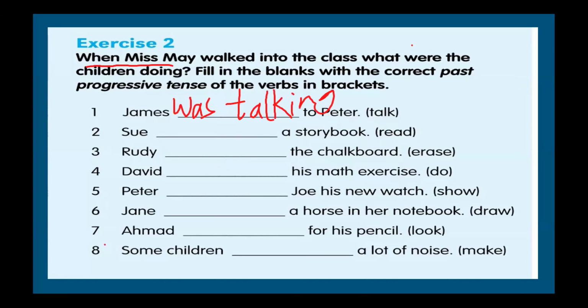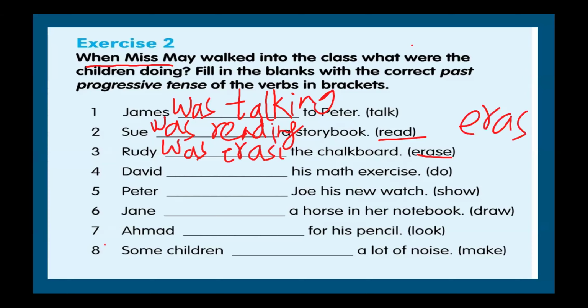Next, Sue was reading a storybook. Was reading a story. Very good. Next one, Rudy was erasing the chalkboard. Erase becomes erasing. Remove the E. When you're adding the ing form, you're not going to write erasing with an E. This is wrong. Remove the E and then add ing. Clear? Yes, ma'am.